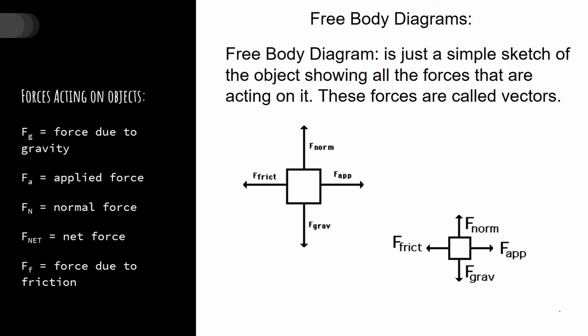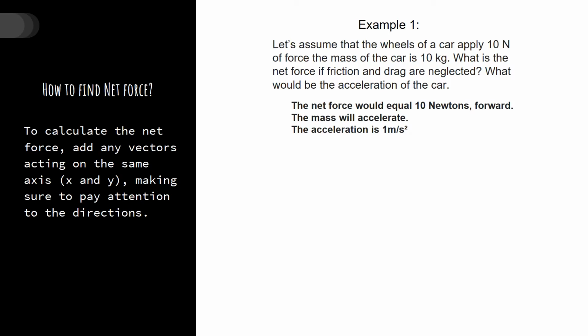Free body diagrams. A free body diagram is just a simple sketch of the object showing all the forces that are acting on it. These forces are called vectors. Forces acting on objects are Fg, force due to gravity, Fa, applied force, Fn, normal force, Fnet, net force, Ff, force due to friction.